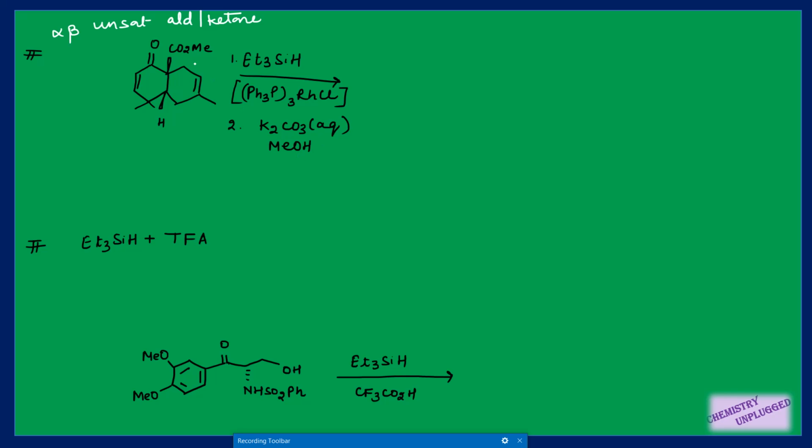It will not do reduction of this isolated double bond. It will remain unaffected. Only this conjugated ketone will be reduced. And how will it reduce? This bond will shift here, this will shift here, and this carbon will take a proton from this triethylsilane, and this Et3Si group will attach here.